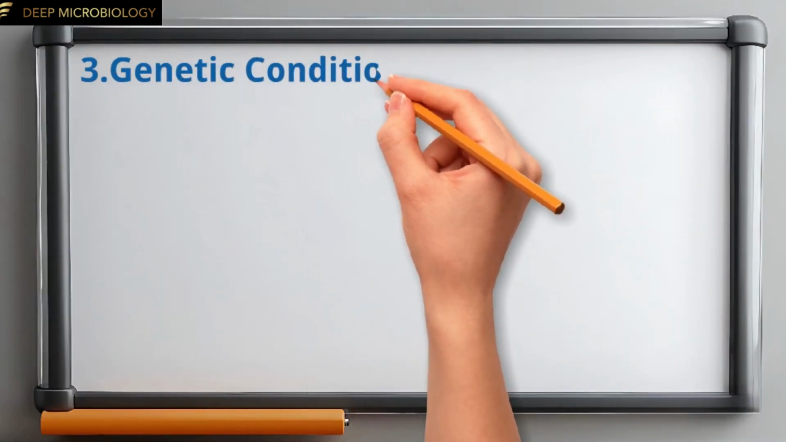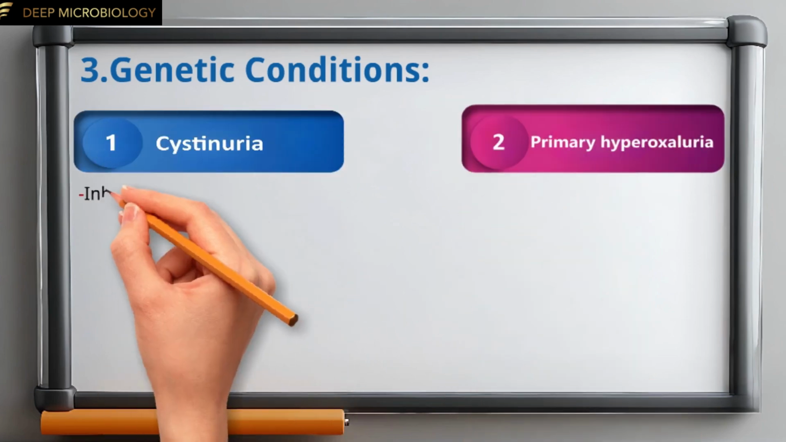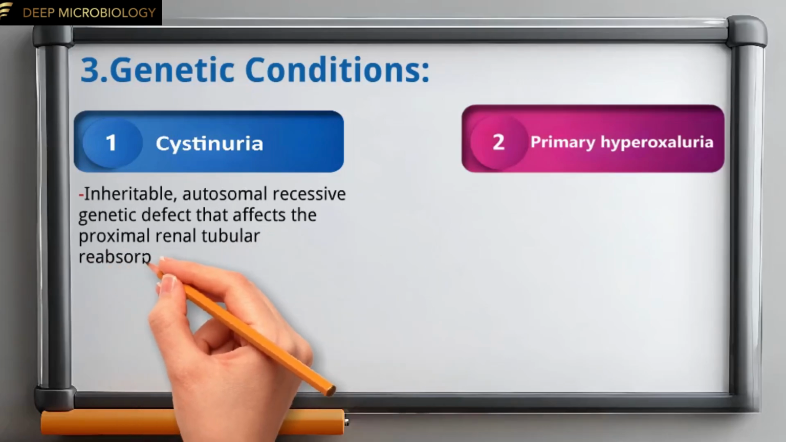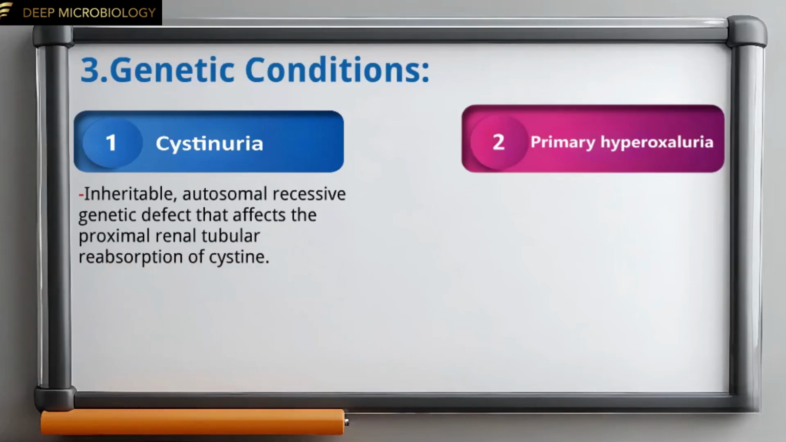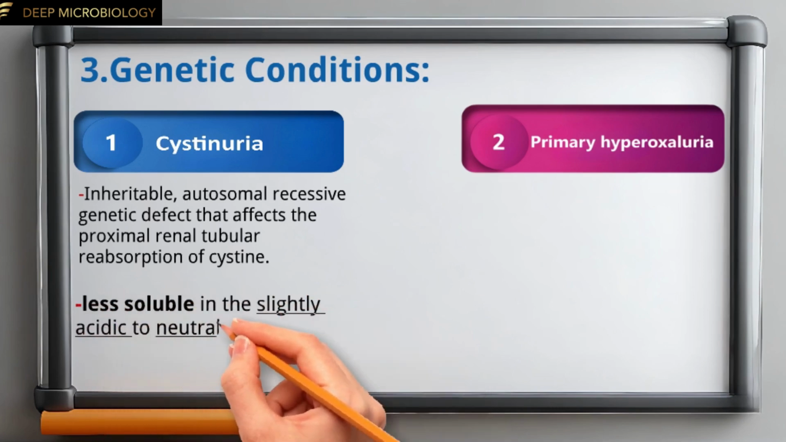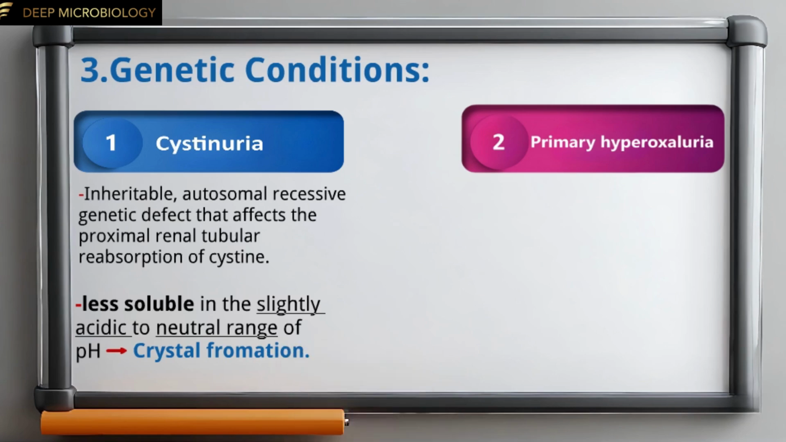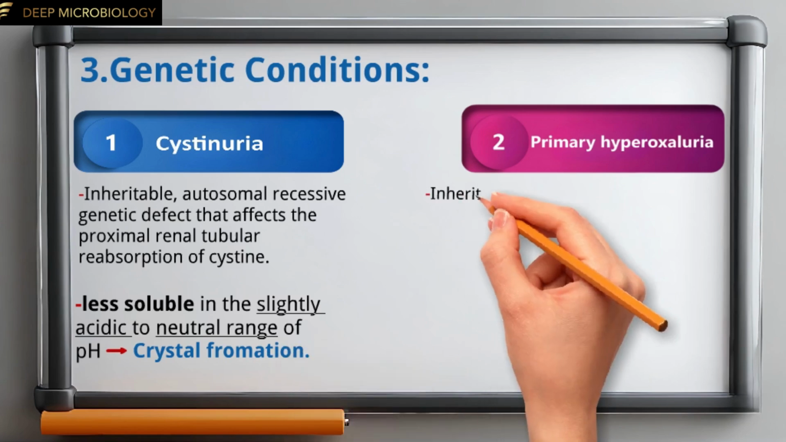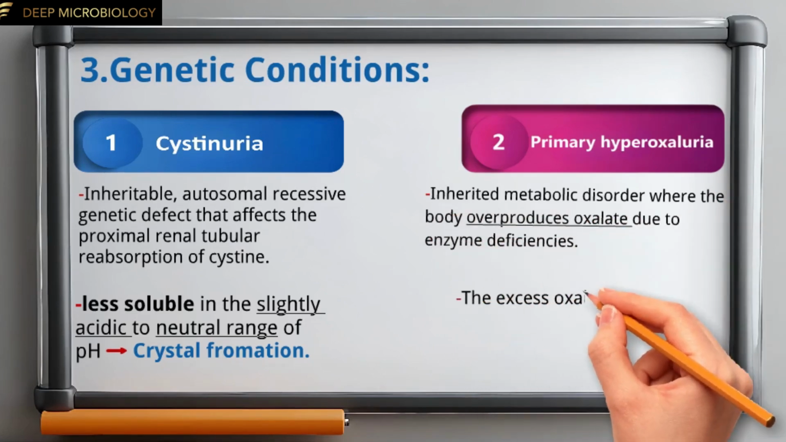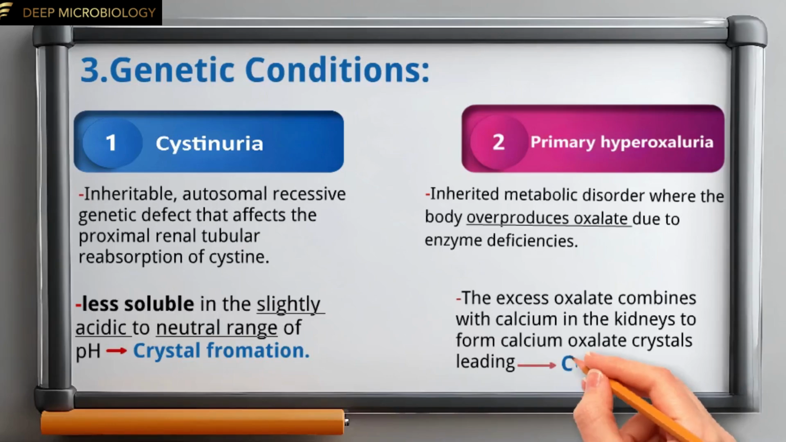3. Genetic conditions, such as cystinuria and primary hyperoxaluria. Cystinuria is an inheritable, autosomal recessive genetic defect that affects the proximal renal tubular reabsorption of cysteine. In cystinuria, cysteine becomes less soluble in the slightly acidic to neutral range of typical urine pH, around 5.5 to 6.5, promoting crystal formation. Primary hyperoxaluria is an inherited metabolic disorder where the body overproduces oxalate due to enzyme deficiencies. The excess oxalate combines with calcium in the kidneys to form calcium oxalate crystals, leading to crystalluria.